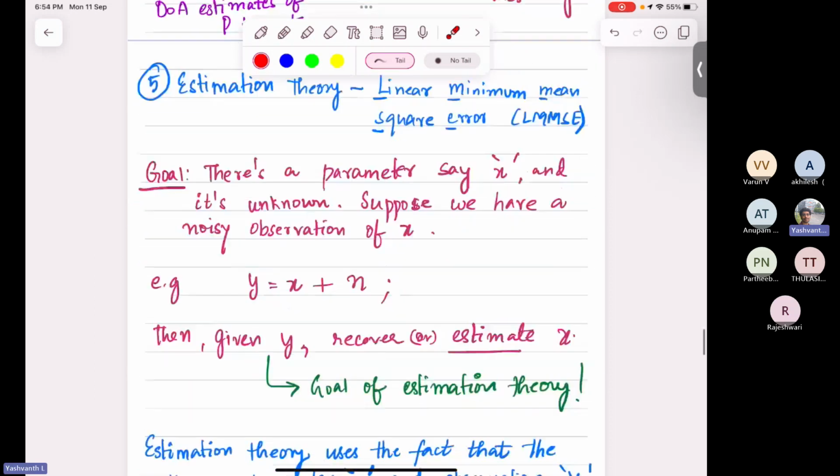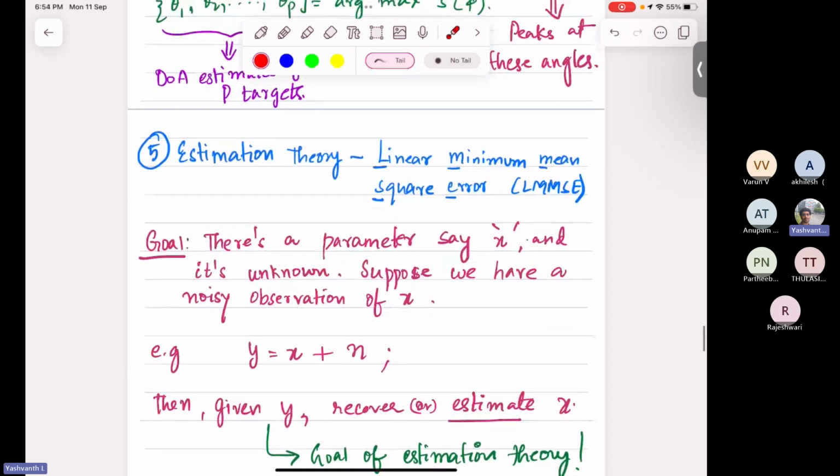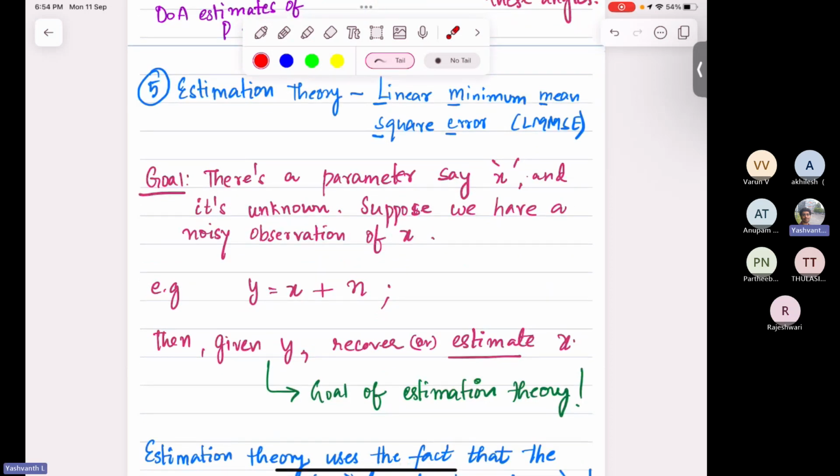The last part was on estimation theory, in particular about linear minimum mean square error, that is, LMMSE estimation. So the goal of this kind of problem is, let's say there's a parameter, say X. It could be a complex number or it could be a real number, no problem. Some parameter X is there, but I don't know what the value of the number is.